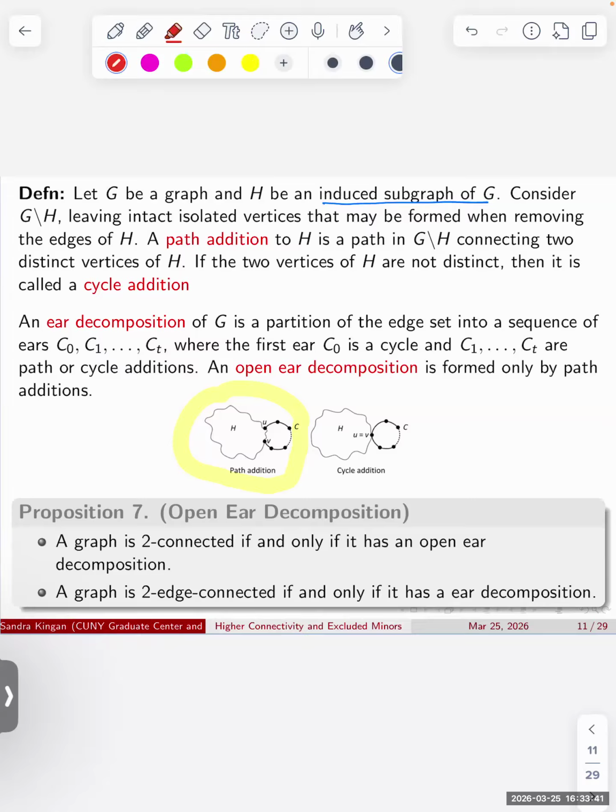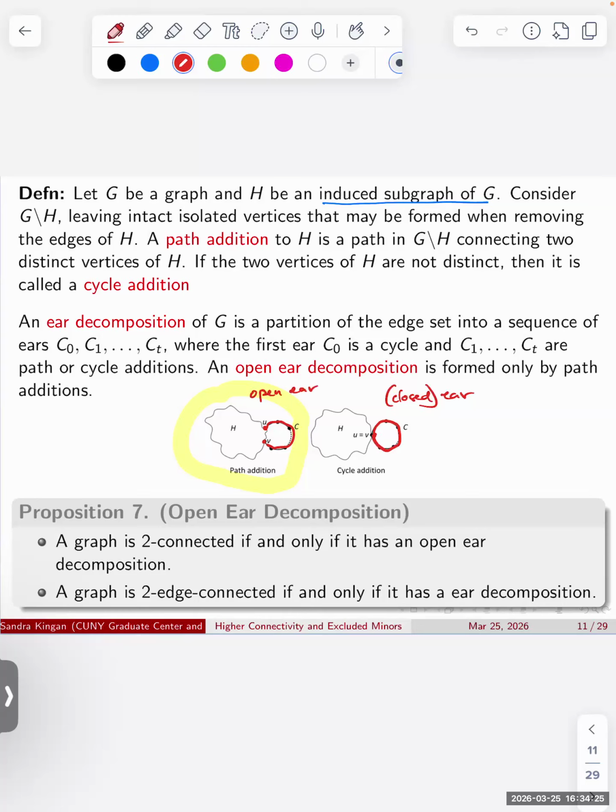So the definition is formal and technical, but you just have to think of it this way. This is a path addition. You pick two vertices in H, and your path has to be outside H. So that's what all that stuff is saying. And if the two vertices are not distinct, that is, they're the same, then you have what is called a cycle addition. And this is a closed ear. I think the closed ear is just called an ear, but this is called an open ear.